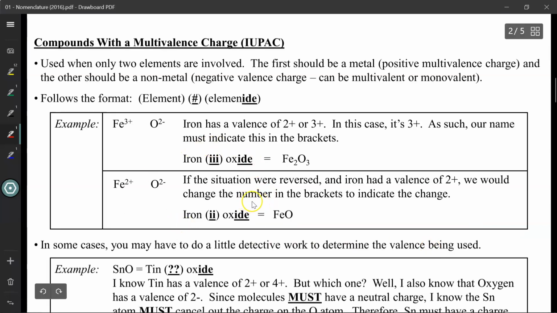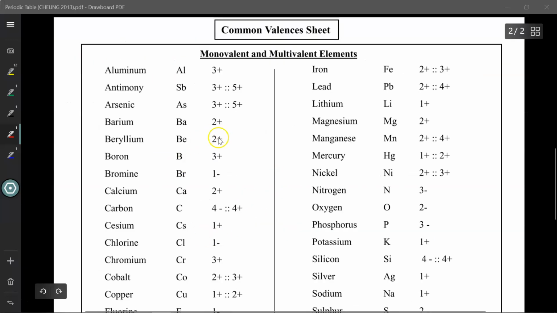So the final naming system we'll be looking at is the one that involves multivalent charges. As I mentioned earlier, these valence charges tell us how many electrons must be lost or gained for that atom to achieve stability, to achieve that full octet structure. While many elements only have one way to achieve stability, some have multiple ways to achieve stability.